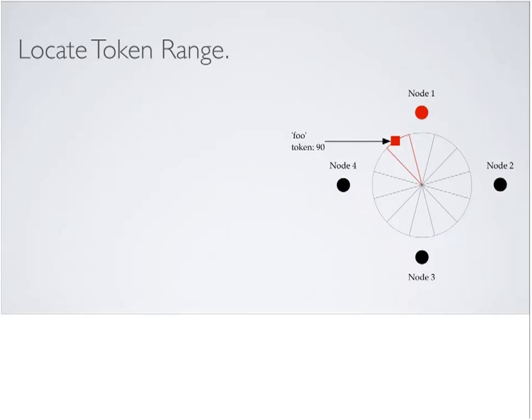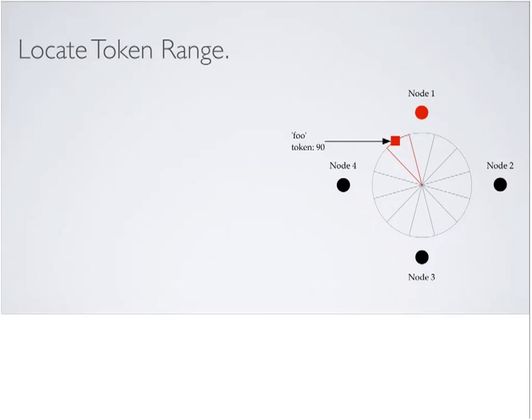We're going back to our model about how we locate our node. Whether it's virtual nodes or not, it's the same idea. We take our row key, in this case foo, we run it through our partitioner. That gives us our token, in this case 90, and we find the token range that contains that token. And then we find the node, the primary, that has that as one of its primary token ranges. So here we've gone from foo to token 90, and we found node 1.